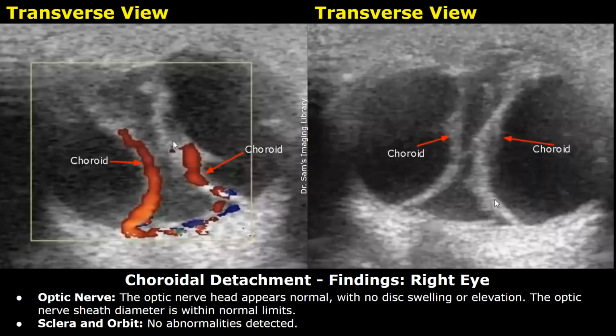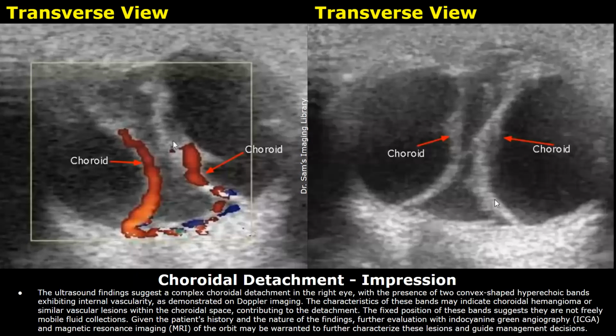The optic nerve, sclera, and orbit are normal. This is the impression. The ultrasound findings suggest a complex choroidal detachment in the right eye with the presence of two convex-shaped hyperechoic bands exhibiting internal vascularity as demonstrated on Doppler imaging. The characteristics of these bands may indicate choroidal hemangioma or similar vascular lesions within the choroidal space, contributing to the detachment. The fixed position of these bands suggests they are not freely mobile fluid collections.